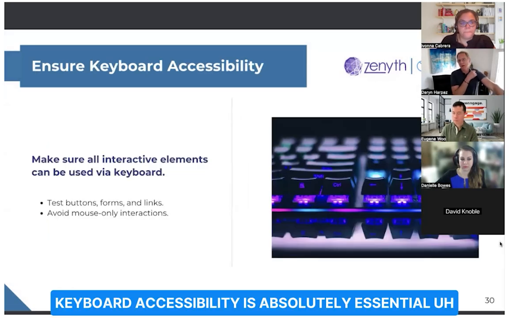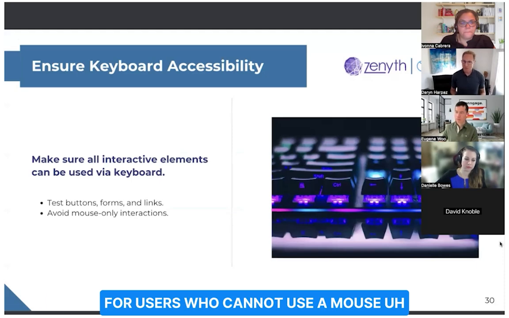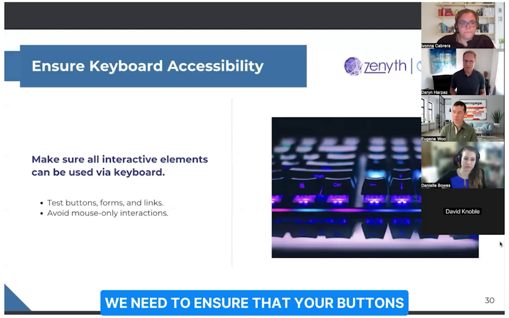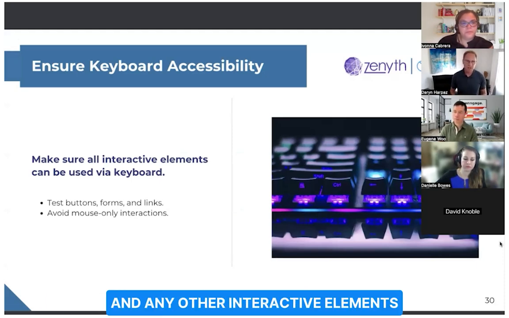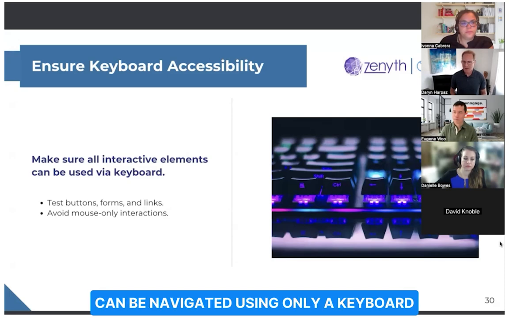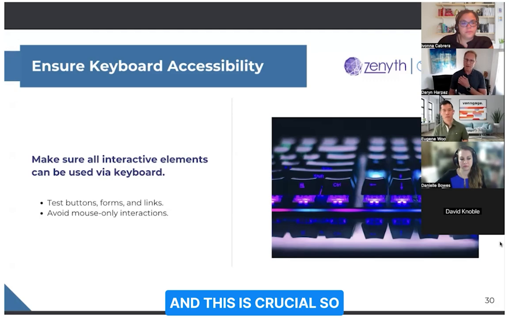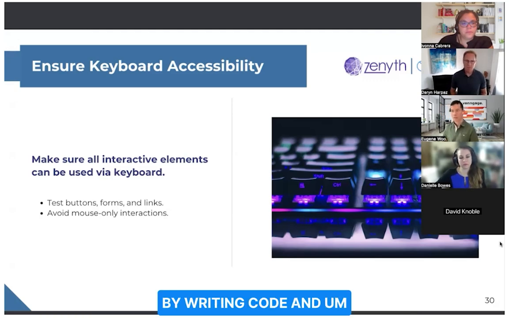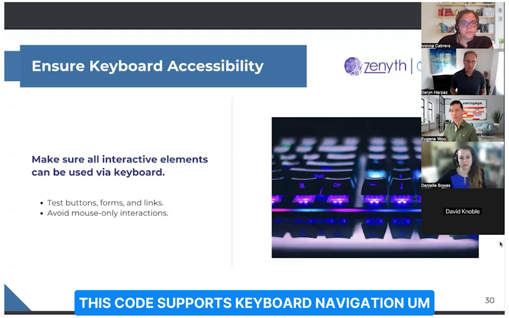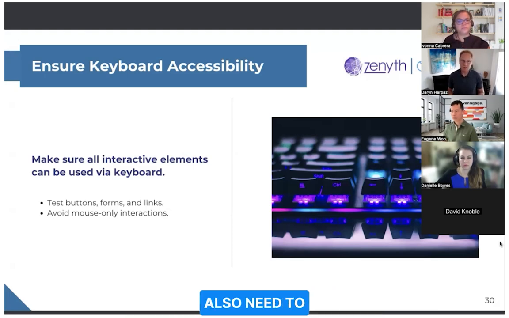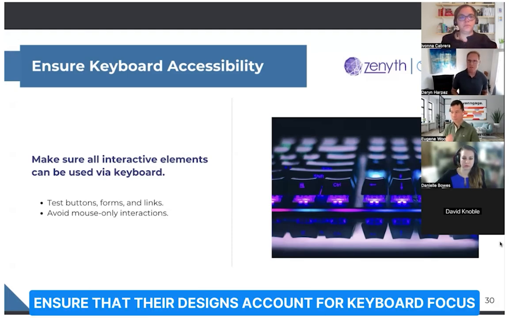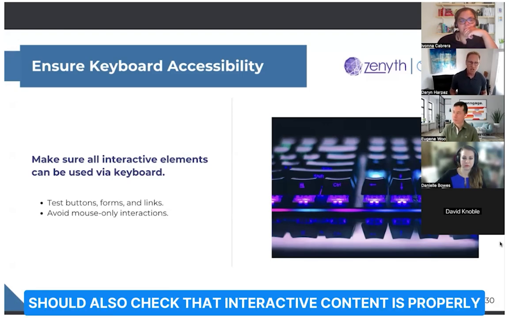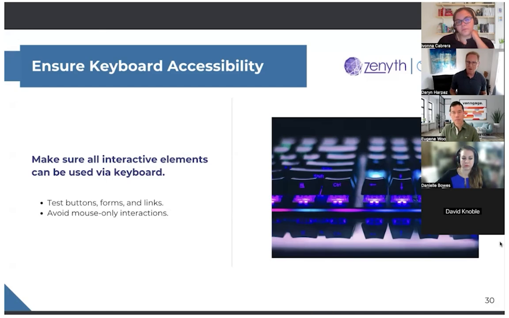Keyboard accessibility is absolutely essential for users who cannot use a mouse. We need to ensure that buttons, links, forms, and any other interactive elements can be navigated using only the keyboard, and this is crucial. So developers will typically take the lead on this task by writing code that supports keyboard navigation. However, designers also need to ensure that their designs account for keyboard focus, and content creators should also check that interactive content is properly labeled for accessibility.